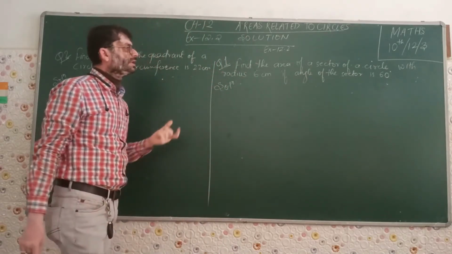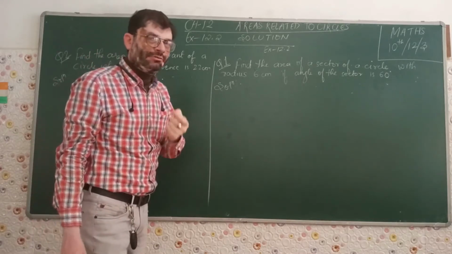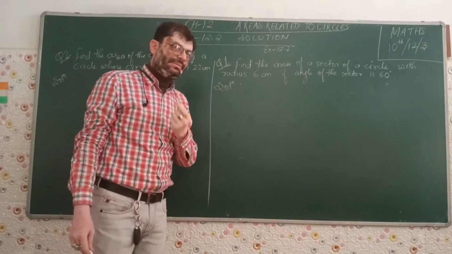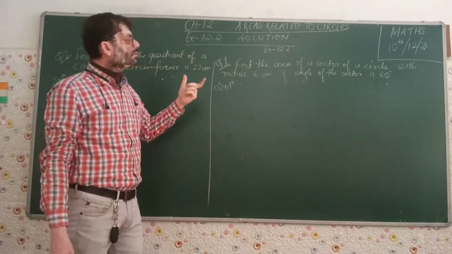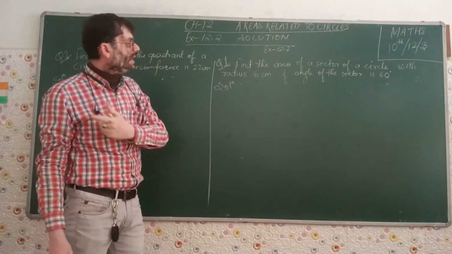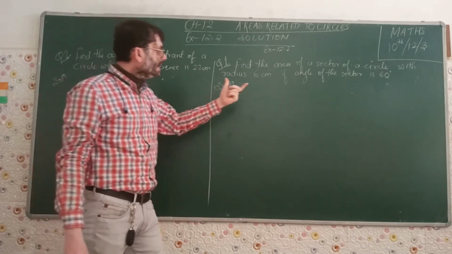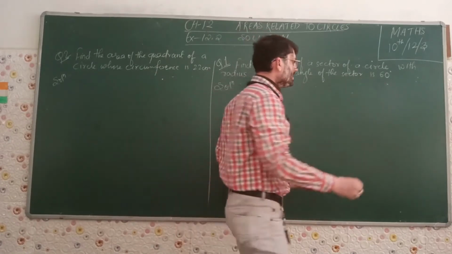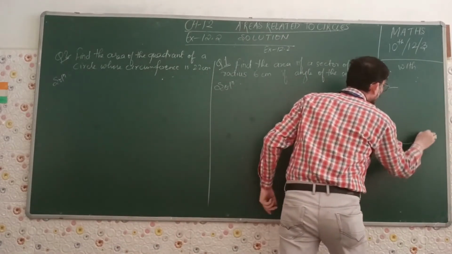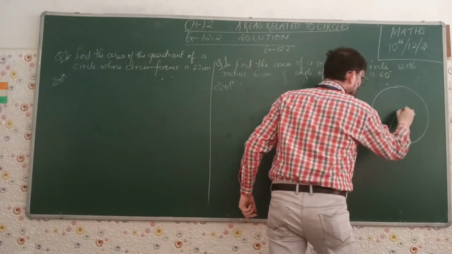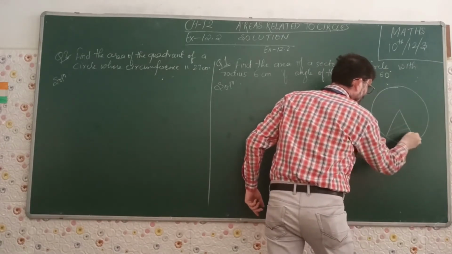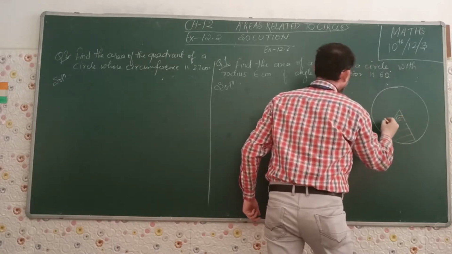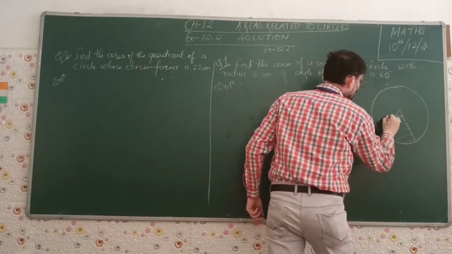That means in the question, we have to find the area of the sector. Whenever we are saying that area of the sector, it is a minor sector, let me remind you. So we have to find the area of the sector of that circle. The circle with the radius 6 cm and the central angle is given to us as 60 degrees. So we need to find the area of the sector with central angle 60 degree and radius is 6 cm.